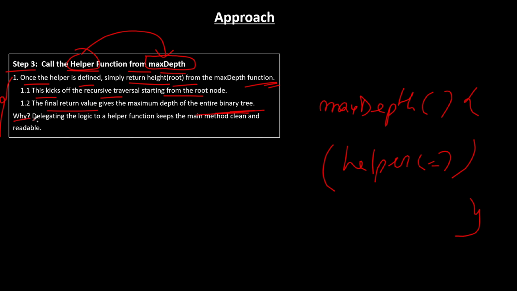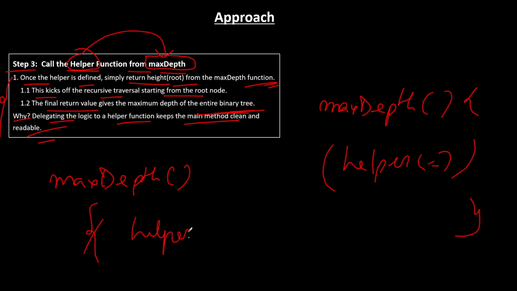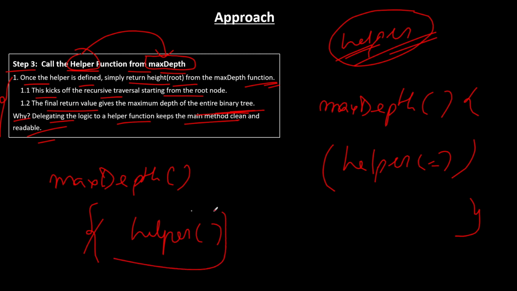Fine. This is done because delegating the logic to a helper function keeps the main method clean and readable, because max depth is a given function. Fine. So if we code it within it, it will be cluttered, right? So instead of that, what we tried, we created a helper function here and we code it out somewhere else. Fine. And when this particular helper function is resolved and run successfully, we will get the value in here and we will return it. Right? That's the thing. I hope you understood the approach. And now let's move to the next slide.